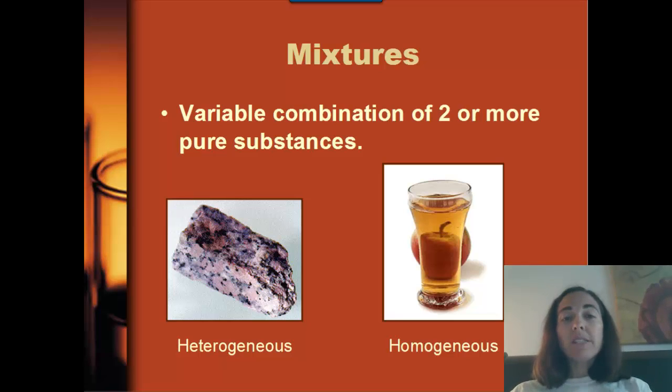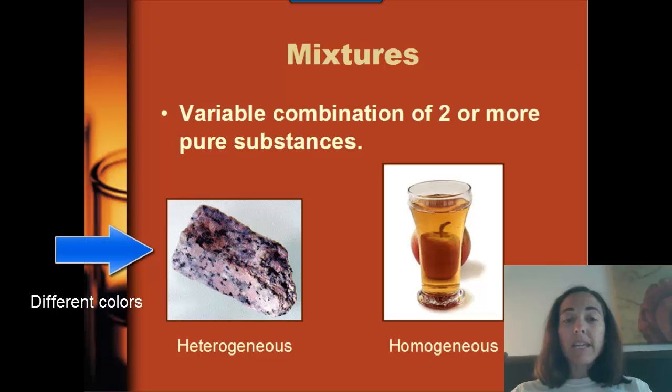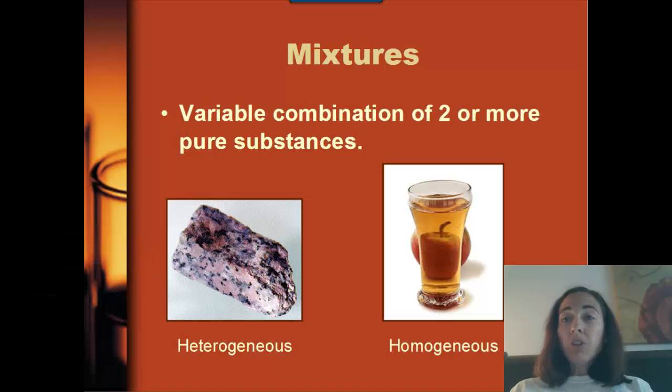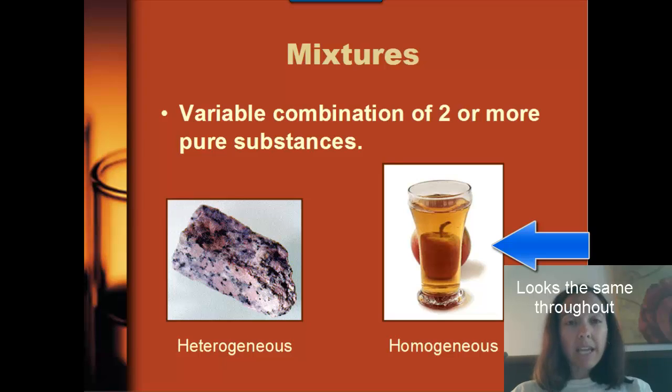Here are the two examples of the different types of mixtures that the flow chart showed you. Heterogeneous mixture, for example, would be like this granite. And a homogeneous mixture or a solution would be this glass of apple juice. When you look on the carton of apple juice, there's not just apple juice in the container, but there are some other chemicals. You just can't see them in this sample.